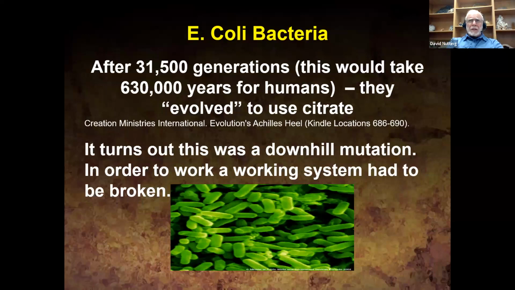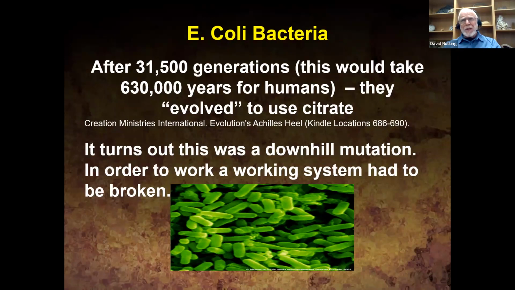Well, you might have heard pretty recently that they have seen, quote, evolution of E. coli bacteria. Basically, they found out that if these bacteria were in a citrate environment, they weren't doing too well. However, after 31,500 generations, they've been doing this experiment over and over and over, they evolved to be able to use citrate. Wow, this is important. This is evolution in action. That number of generations would be more like 630,000 years for humans, to get one mutation that allowed citrate use.